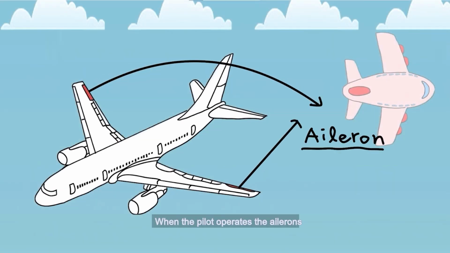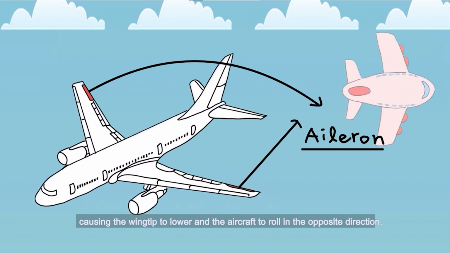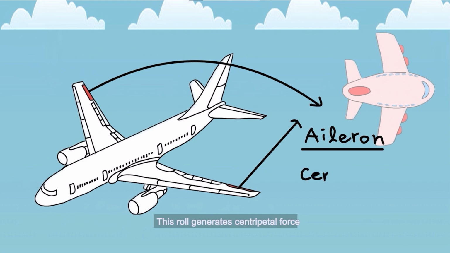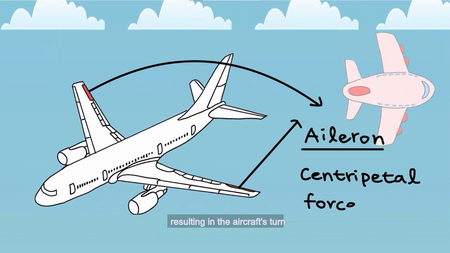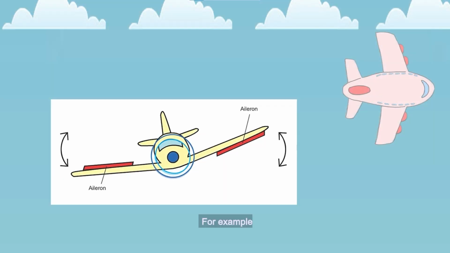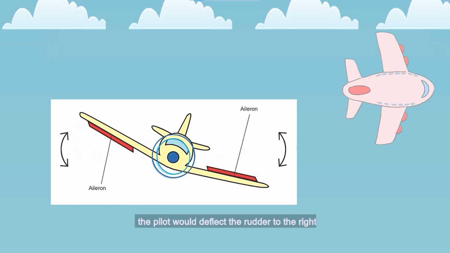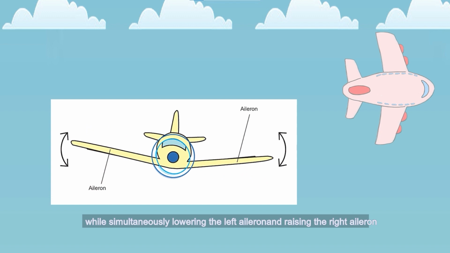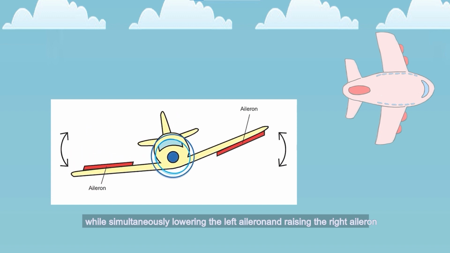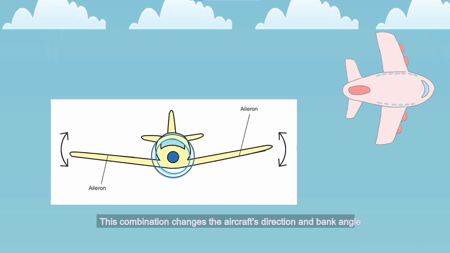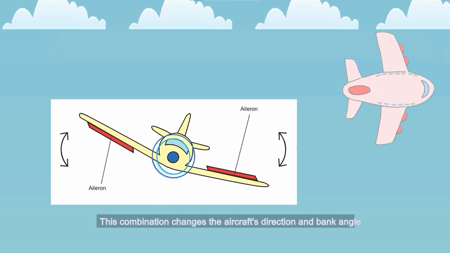Ailerons. When the pilots operate the ailerons, one aileron moves downward and the lift on that side increases while the other decreases, causing the wingtip to lower and the aircraft to roll. This roll generates centripetal force, resulting in the aircraft's turn. For example, to make a right turn, the pilots will deflect the rudder to the right while simultaneously lowering the left ailerons and raising the right ailerons. This combination changes the aircraft's bank angle, resulting in the desired turn.